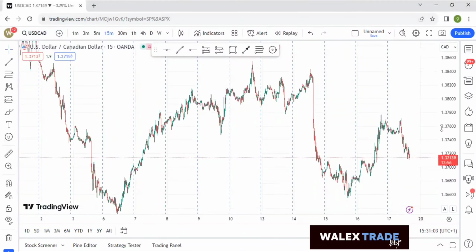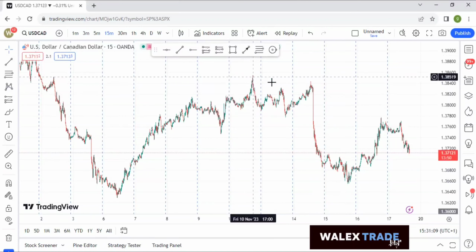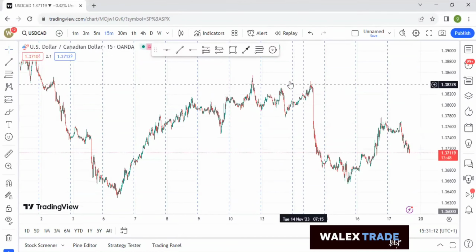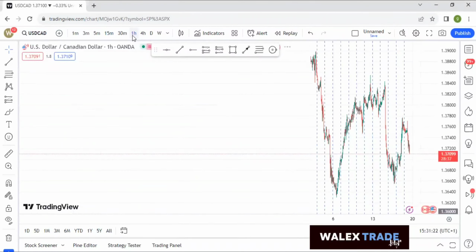So let me adjust this very well. Yeah, this is what I'm referring to. These are the peaks or troughs. So a trend line that touches at least 2 peaks is valid. Okay, so automatically valid. So let me look for a perfect time.